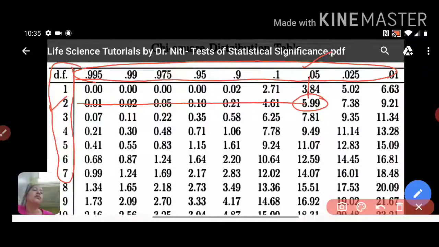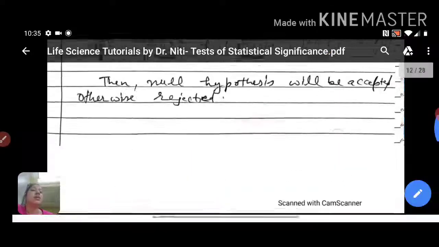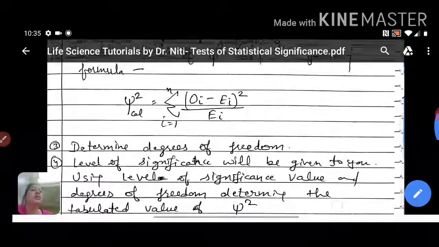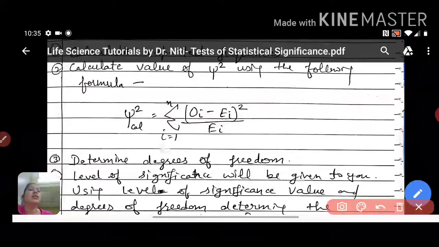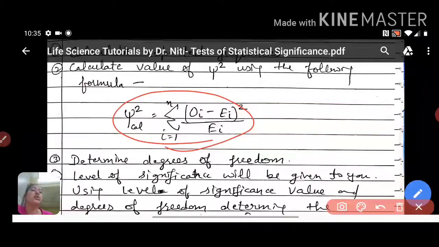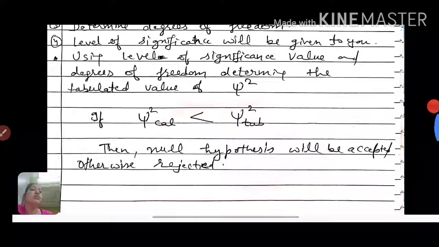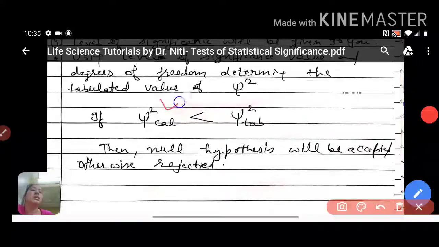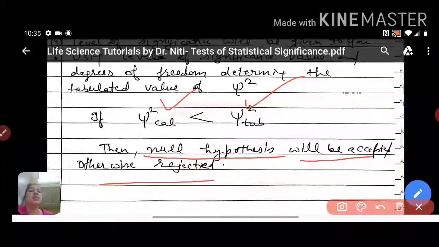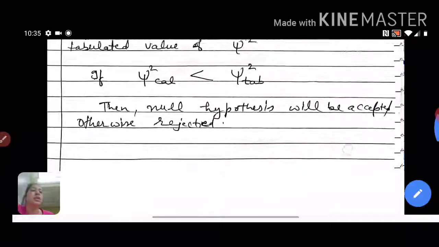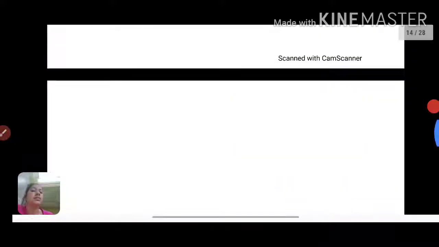Now you have to compare the tabulated chi-square value with the calculated chi-square value that you have determined by using this formula. If the calculated value is less than the tabulated value, then the null hypothesis will be accepted, otherwise it will be rejected. This is the process for carrying out the chi-square test.